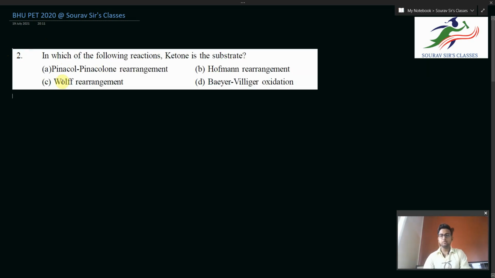The second question of this paper says: in which of the following reactions is ketone a substrate? Without looking into any other techniques or methods of solving this question, we are given four reactions: pinacol rearrangement, the Hofmann rearrangement, Wolff rearrangement, and the Baeyer-Villiger oxidation. So I'll be writing the mechanisms of all four reactions, and after that we'll see which of them involves a ketone and which of them does not.